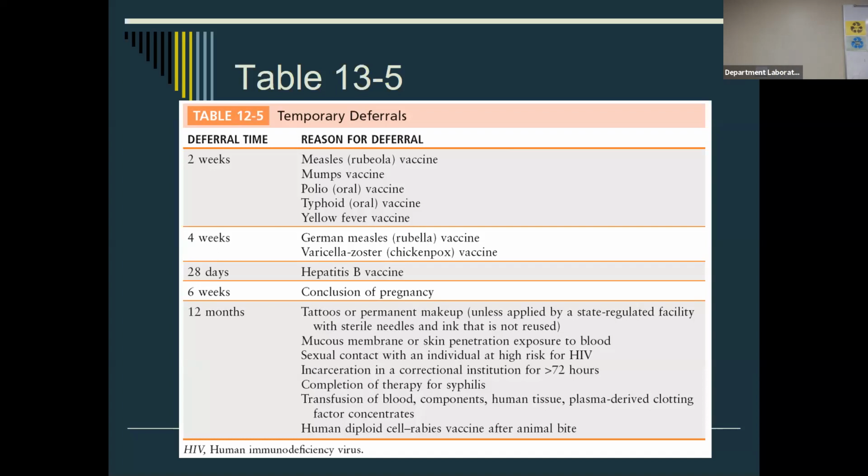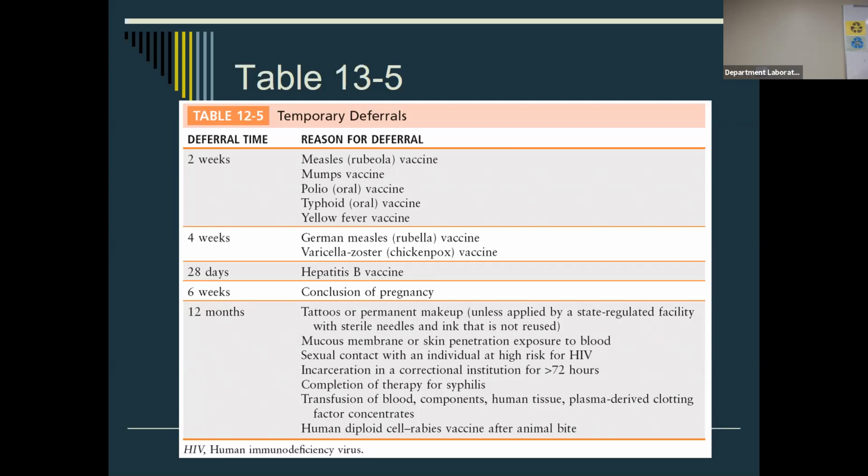Polio, typhoid, and yellow fever are all 2 weeks. And if you're given your hepatitis B vaccine, it's 28 days. 6 weeks following pregnancy, that's after delivery. Again, tattoos, or now there's a huge movement, permanent makeup. Some females are getting eyeliner and lipstick applied. If you have that done, that's a 12-month deferral as well because needles are used.